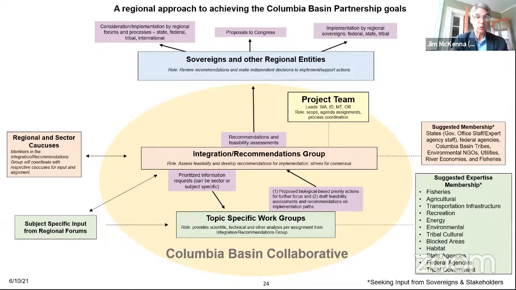So the recommendations will roll up to the sovereigns and other regional entities. If it's a proposal to Congress, say for funding, that's where it'll go.